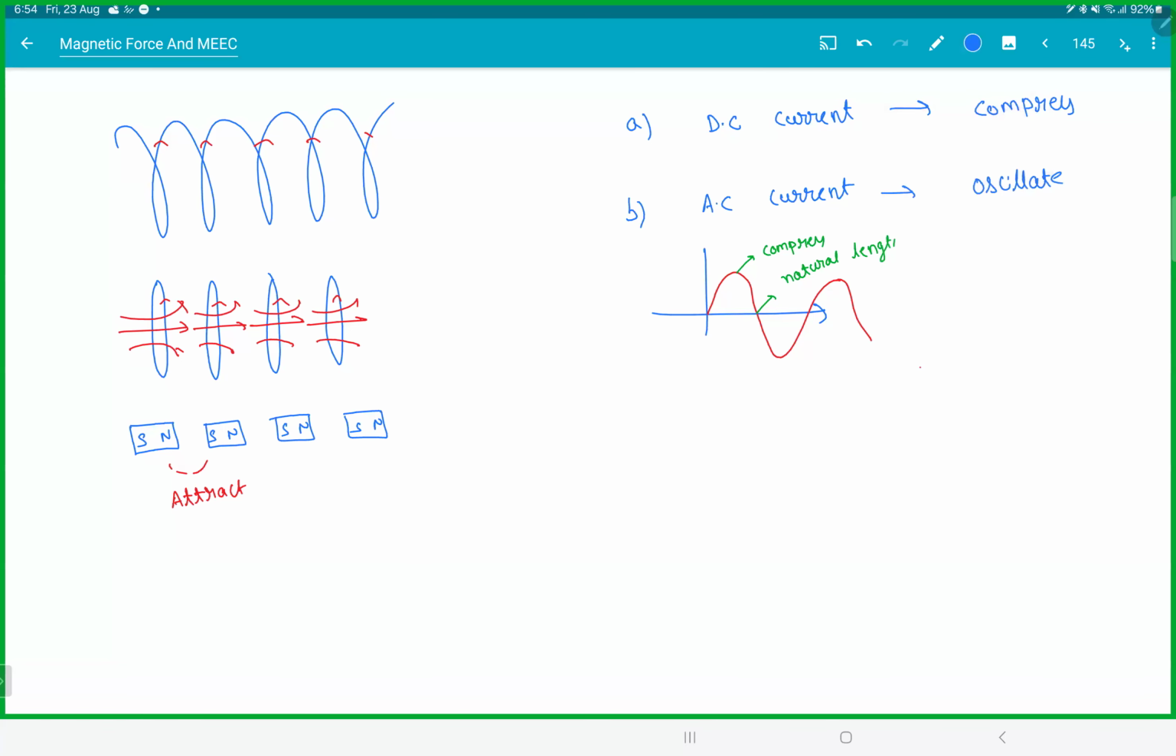Now if you look at the power supply in your house, it is 50 hertz. What is the meaning of that? The current literally changes 50 times per second. That means this coil is expanding and compressing 50 times per second. So next time when you go near a transformer, observe that there's a buzzing sound. That is because inside the transformer, the coils you have, when the current is flowing, are oscillating.